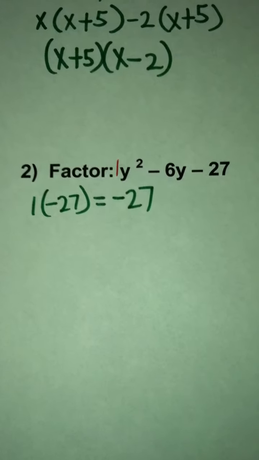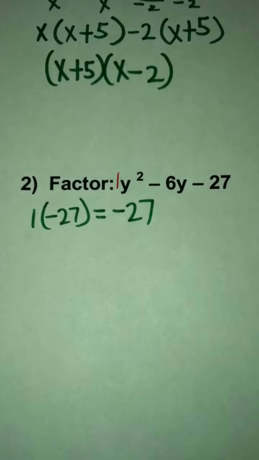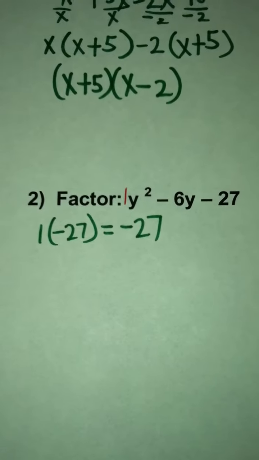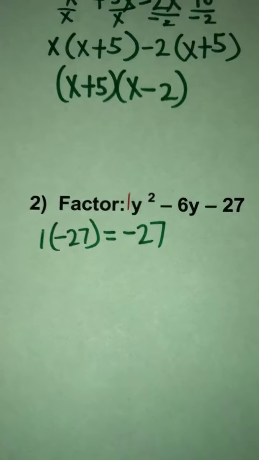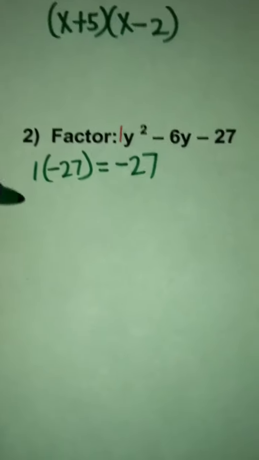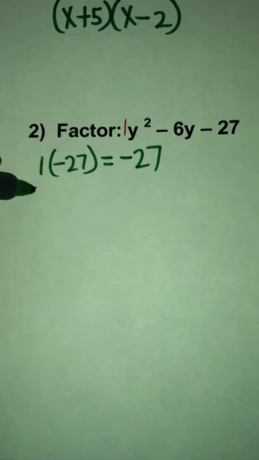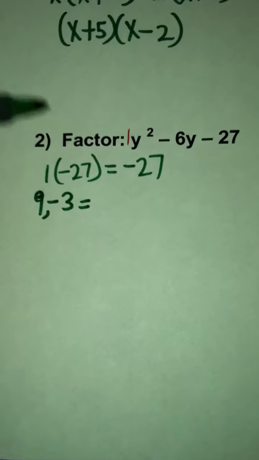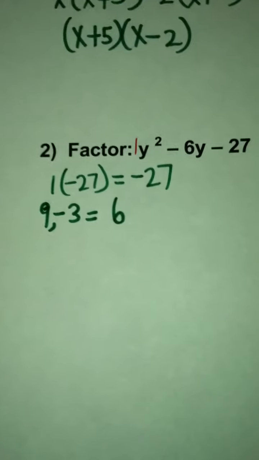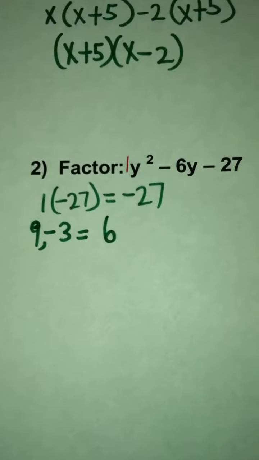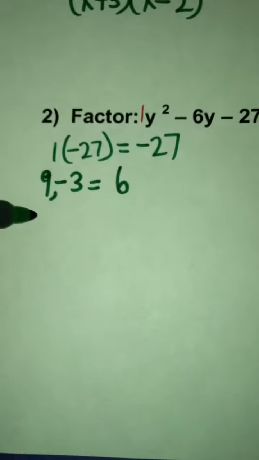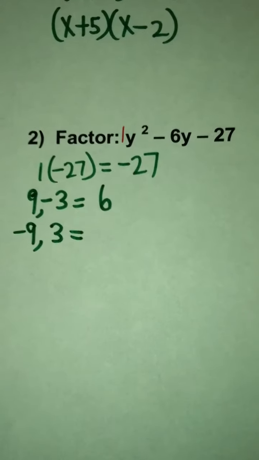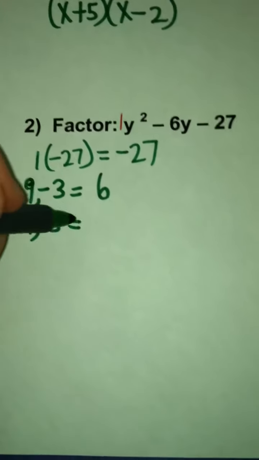At this point, ask yourself, what factors of negative 27 can we combine or add or subtract to give us negative 6 in the middle? Okay, so let's list some factors. 9 and negative 3. 9 minus 3 would give us 6. Close, but that's not what we need. Let's try negative 9 and 3. Well, negative 9 plus 3 would give us negative 6.